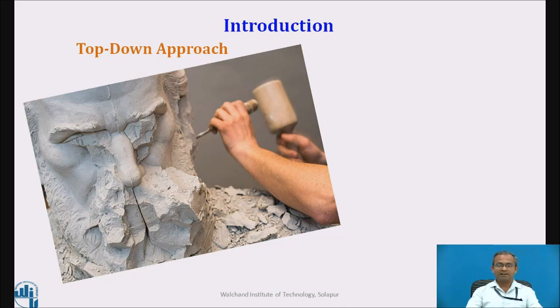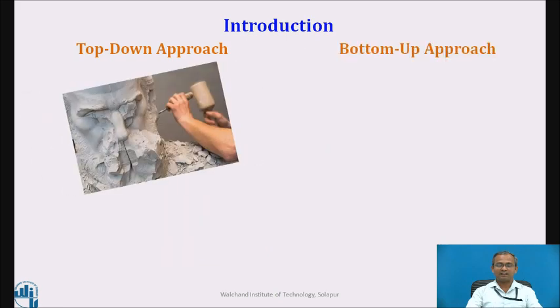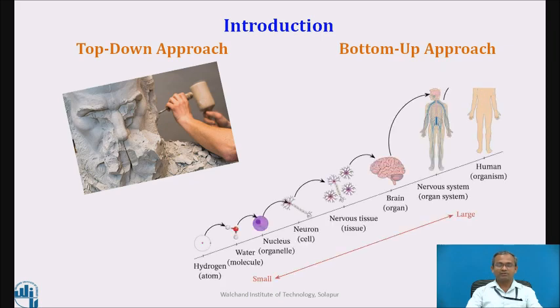But nature adopts exactly the opposite approach, that is the bottom-up approach. For example, atoms combine to form molecules. Molecules fuse to form heavy molecules like enzymes, amino acids, etc. Then they fuse to form organelles and hence cells. Cells come together to form tissues and then organs, organ systems and organisms.